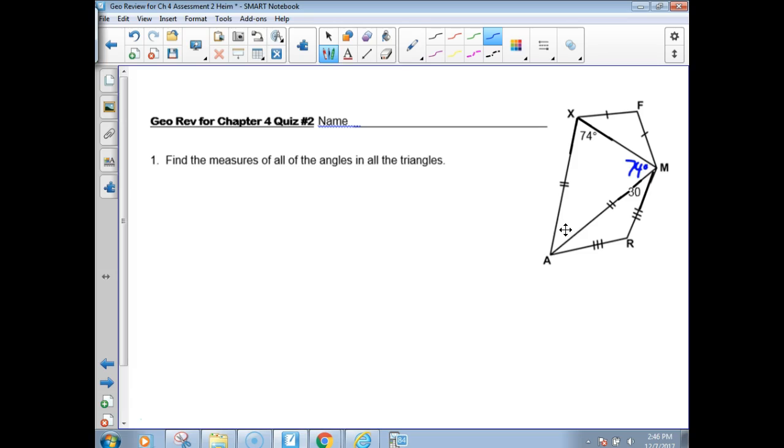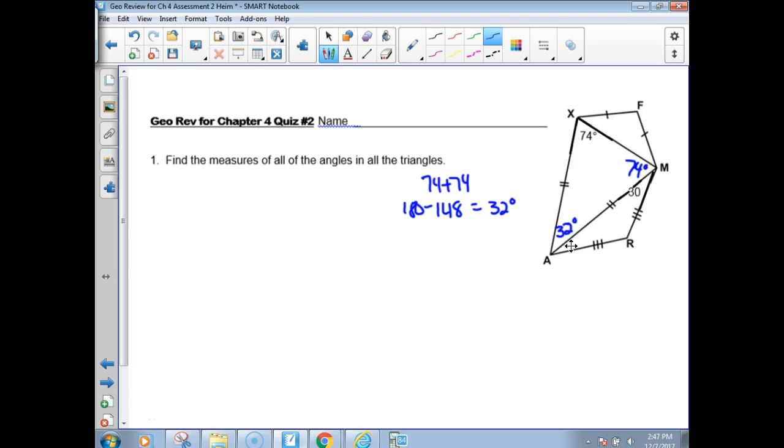And then you could find this angle up here, called the vertex angle of that triangle, by doing 74 plus 74, which is 148, and then subtracting that from 180, which would give you 32 degrees. Now, so then if I asked you what is angle XAM, that would be 32.